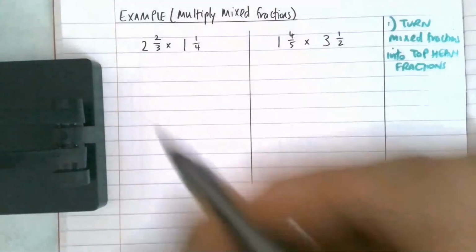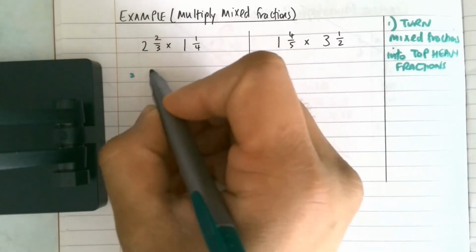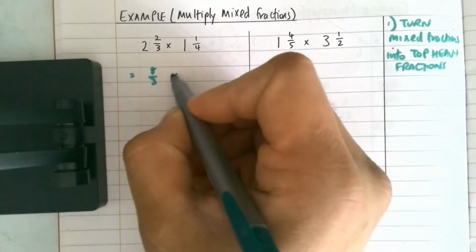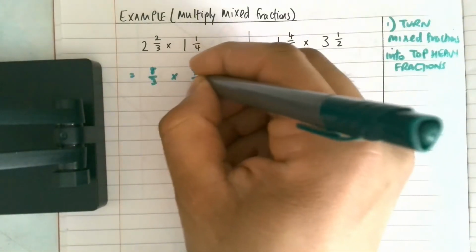That's the first step. So 3 times 2 is 6, plus the numerator is 8. So 8 over 3 times by 4 times 1 is 4, plus the numerator is 5. It's 5 over 4.